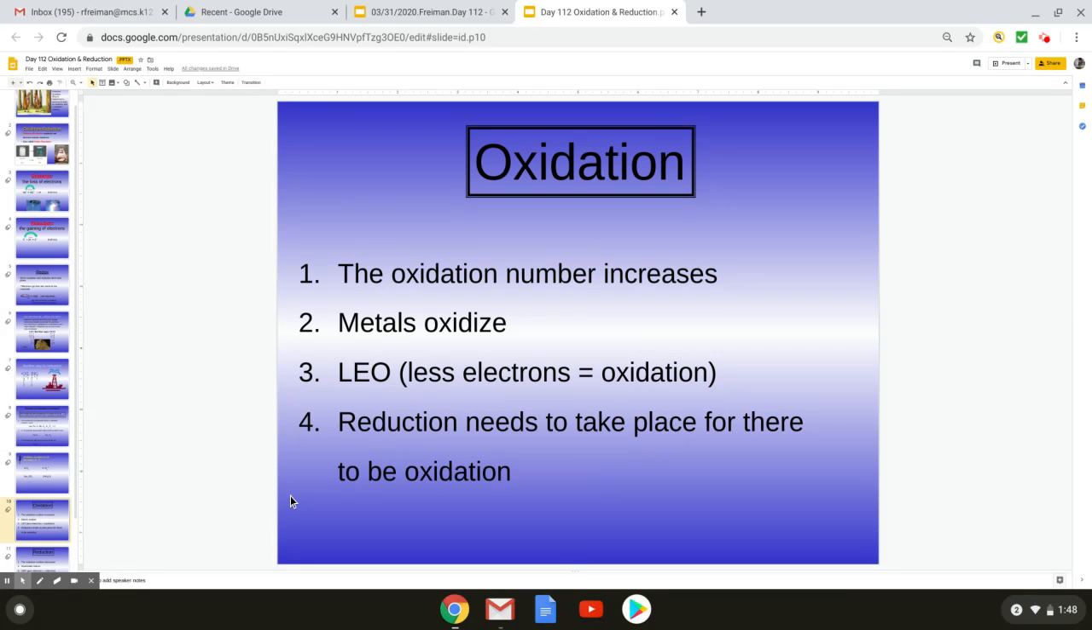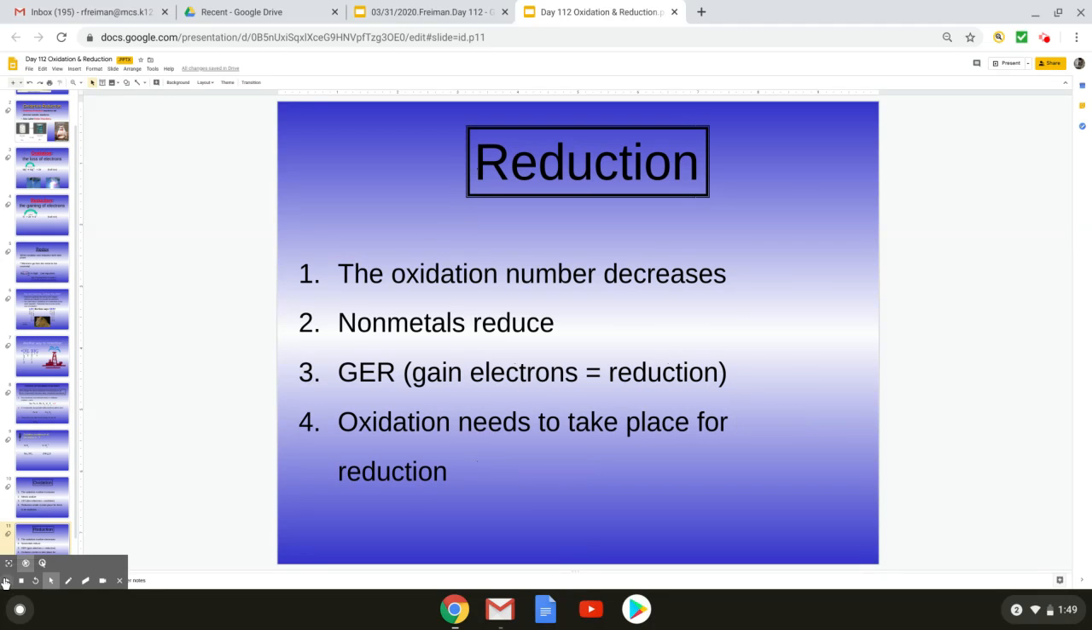So what needs to be memorized? In the oxidation half of the reaction, the oxidation number increases. If you're losing electrons, you're going to become more positive. So something positive 2 becomes positive 4. Something negative 2 might become 0. That number increases. Please remember that metals oxidize. It's the metal that's going to lose electrons, so look for the metal. That's the oxidizing part. Remember, LEO the lion says GER: Lose Electrons, Oxidation.